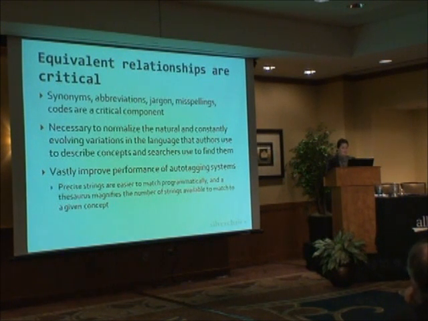Equivalents are necessary to normalize the language. Authors use particular language to describe concepts. Searchers come to your websites using different terminology to find those concepts. So your taxonomy and your equivalents are going to help you add that normalizing layer. Equivalents are also very useful and critical, really, for performance of auto-tagging systems. Auto-tagging systems, done automatically by computers, love patterns. They love strings that they can match on. So the more strings you have that relate back to a preferred concept, the better you're going to be able to auto-tag your content.